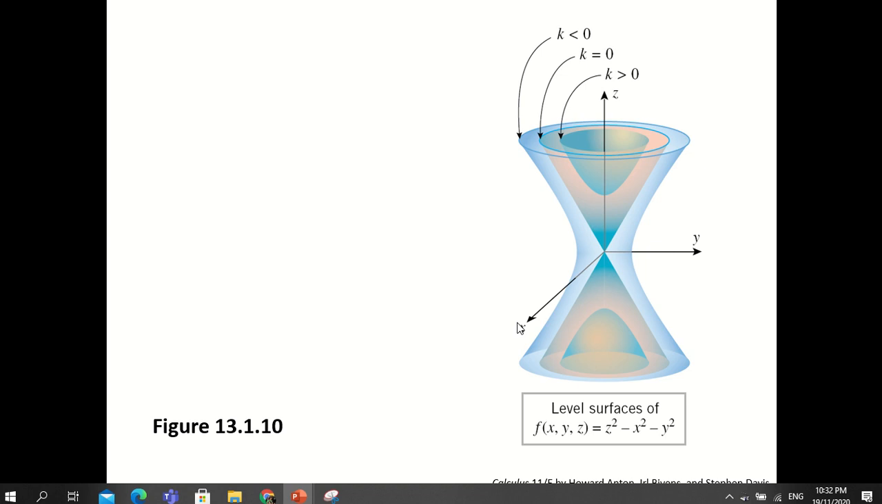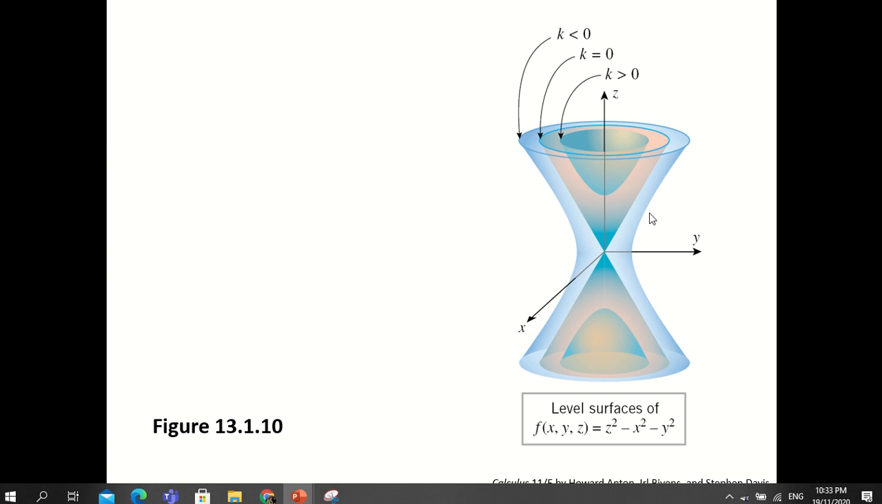Considering this inner figure here, this corresponds to k greater than zero. And for this part here, this is for k equal to zero, which intersects at the point of intersection of the three axes. And for this one, that is for k less than zero. If you see, that's already below the xy plane.